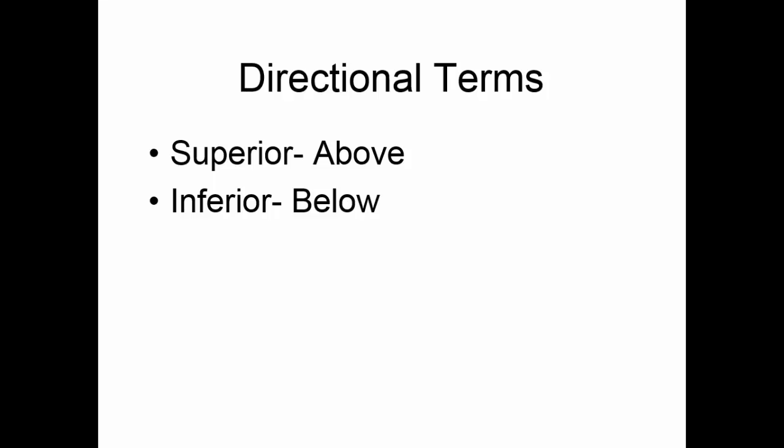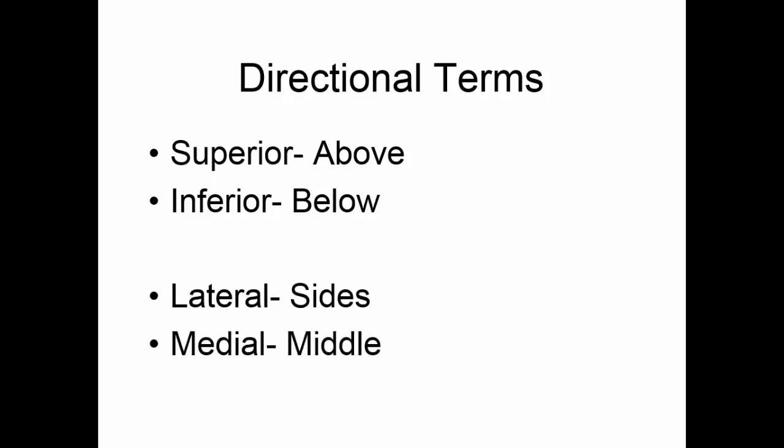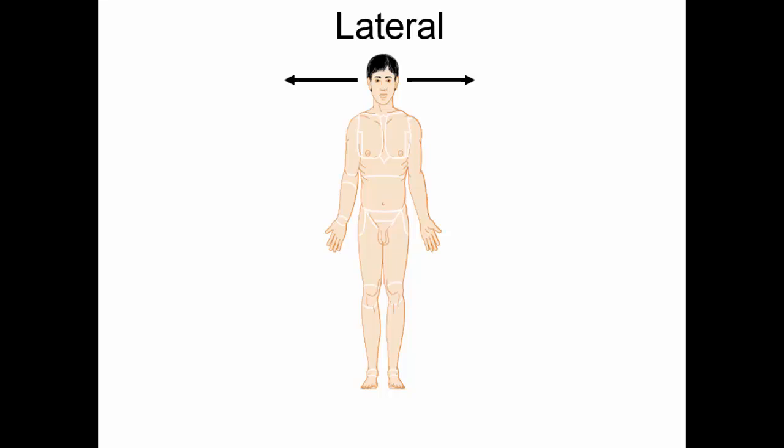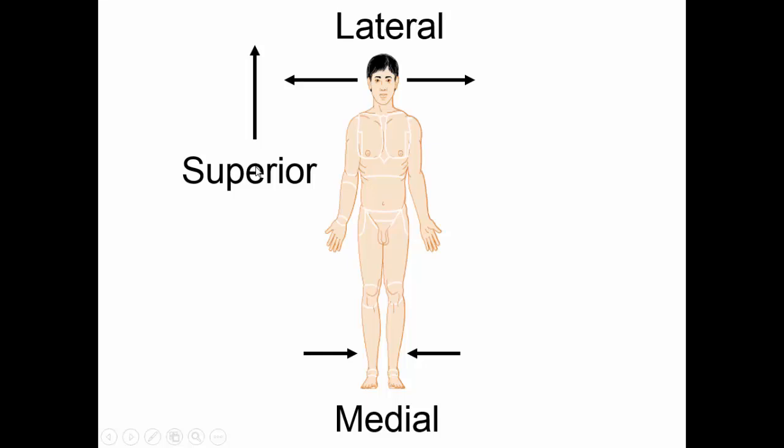Additional directional terms include superior, which means above, and inferior, which means below, lateral, which means to the side, and medial, which means toward the middle. So if something is lateral, it's to the side. Lateral sounds a little bit like ladder, and you use a ladder to climb the side of a building. Medial would mean toward the middle, and medial sounds a little bit like middle. Superior would mean above, and inferior would mean below.